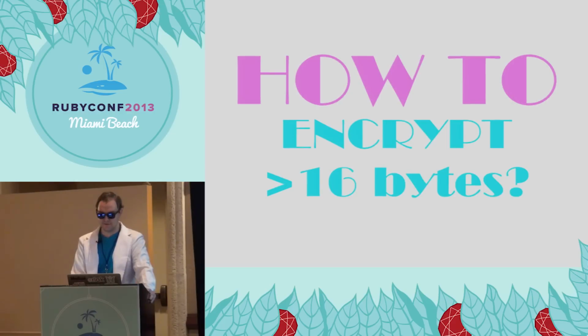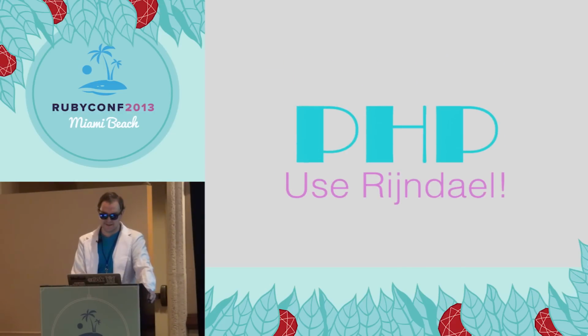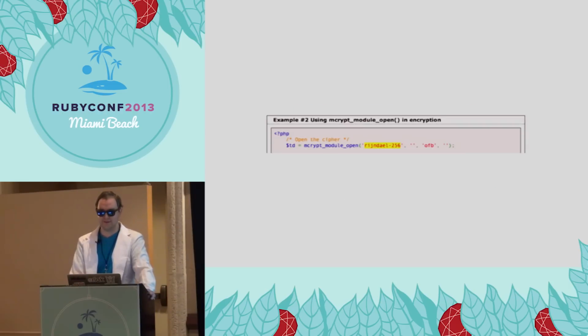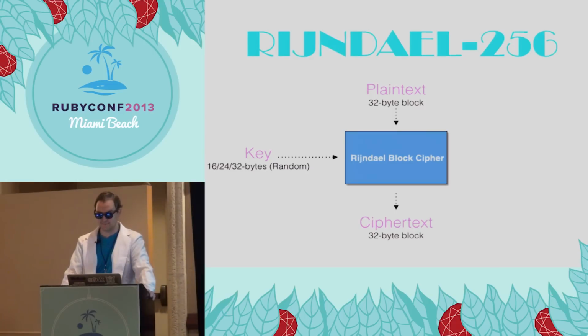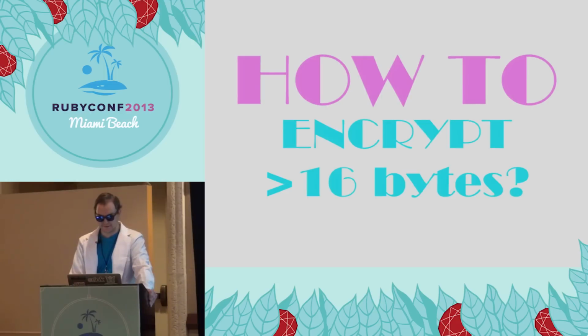Well, one solution to this, PHP decided to use a different... So AES is derived from a cipher called Rijndael. PHP shipped the version of Rijndael with a 256-bit block size. So this is awesome. It's a completely non-standard version of AES that only PHP uses. So let's not do that. Let's figure out how to do this right.